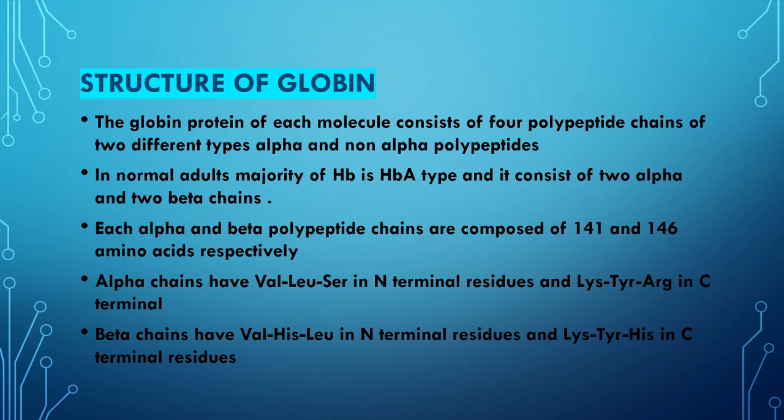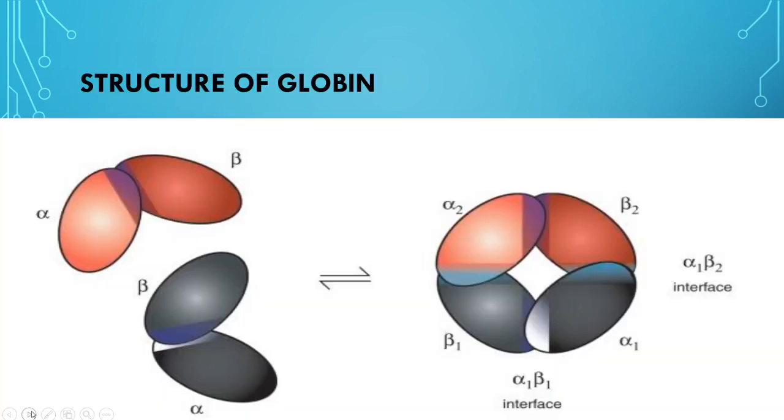Alpha chains have valine, leucine, serine in N-terminal residues, and lysine, tyrosine, arginine in C-terminal residues. And the beta chains have valine, histidine, leucine in N-terminal residues, and lysine, tyrosine, and histidine in C-terminal residues. So now you can see the clear picture here in the globin structure.